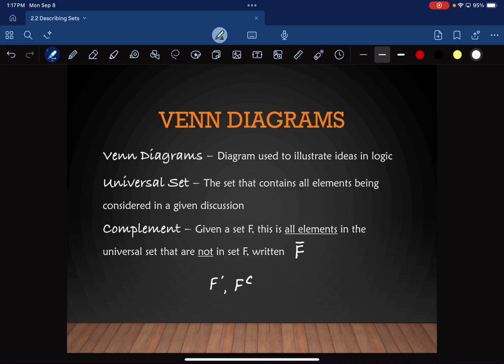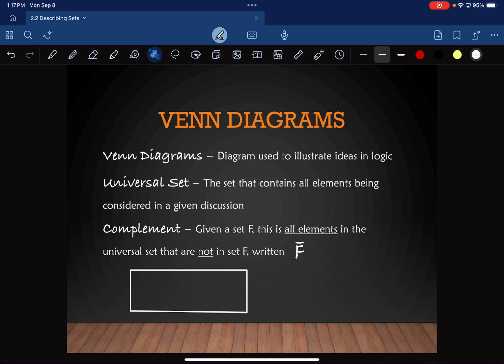Okay, and I'm going to draw you a picture of the complement once we actually draw pictures of what Venn diagrams look like. So actually, I've got space on this slide, so I think I'll do it down here at the bottom. So let me draw a picture of a Venn diagram. Okay, so a Venn diagram is drawn as a rectangle.